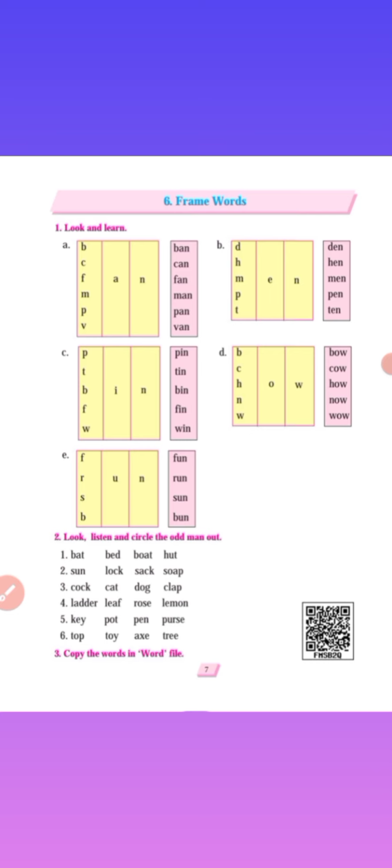Last week we learned English subjects. Let us learn about alphabets. Today we are going to learn about lesson number 6, frame words. Okay? So let us look and learn. In this lesson we are going to learn many words which are made including vowels. There are 5 vowels in English alphabet. They are A, E, I, O, U. Okay, so today we are going to make words from these vowels.